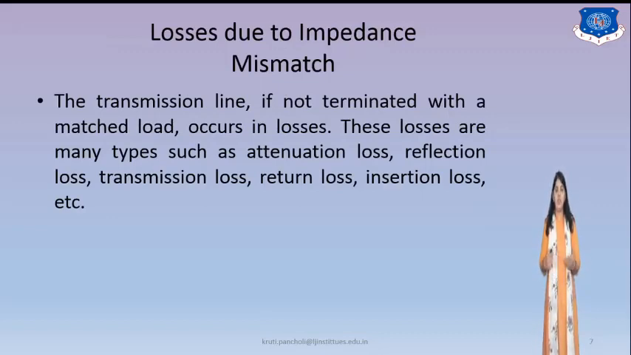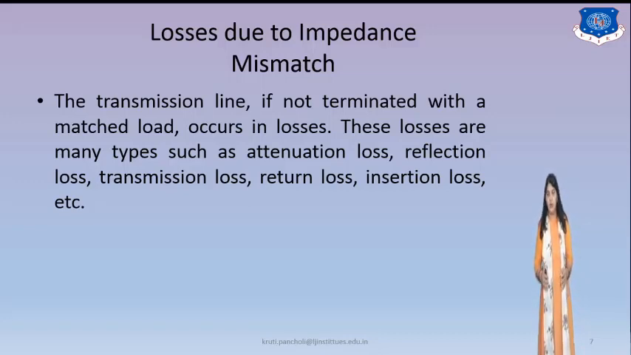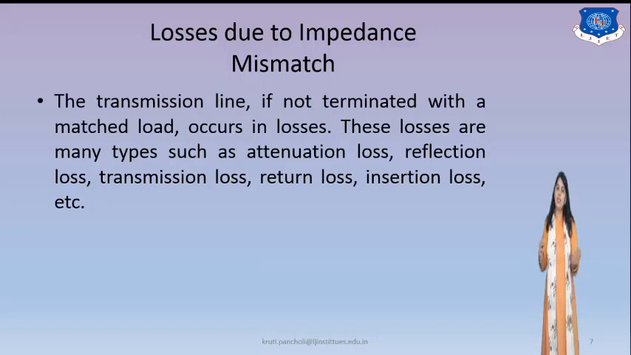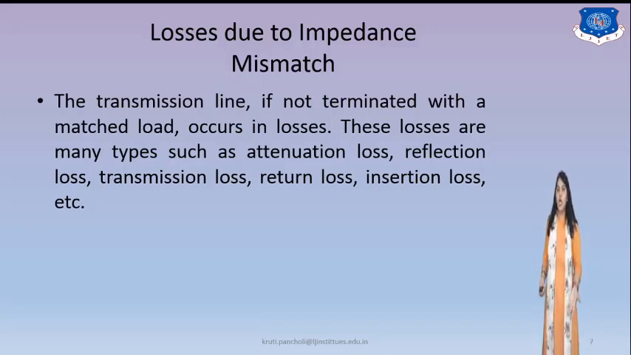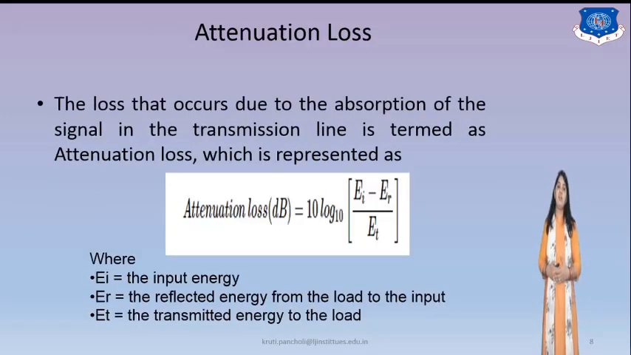Now, losses due to impedance mismatch, that is, when the transmission line is not terminated with a matched load. We know about the transmission line through which the source and the load can be connected. So if it is not terminated with the particular matching load, then what happens? There is a loss that can occur. These losses are of many types, such as attenuation loss, reflection loss, transmission loss, return loss, insertion loss. These are the various losses that occur due to this.